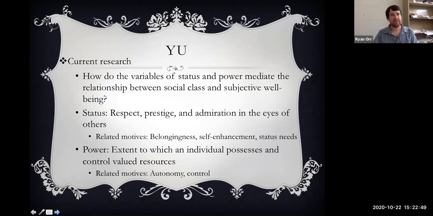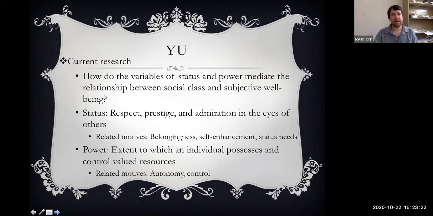On the other hand, when we conceptualize power, we're talking about the extent to which people possess and control valued resources. So basically, you possess a lot of things that give you power. You control a lot of things that give you power. So you control the work environment when you're the boss. When you're the boss, you make a lot of money, so you possess another valuable resource, control, and also the resources themselves in terms of money.